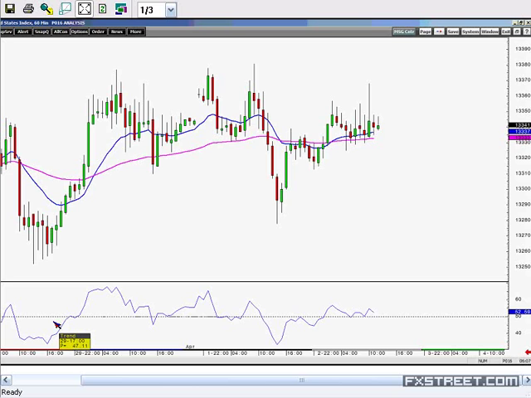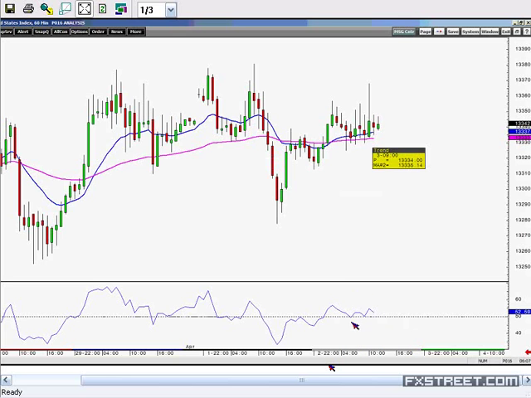So basically, if it's trading below the 50, then more often than not, I'll be looking for bearish signals. If it's trading above 50, then more often than not, I'll be looking for bullish signals. If it's trading around 50, it will normally mean that we're non-trending, we're consolidating.